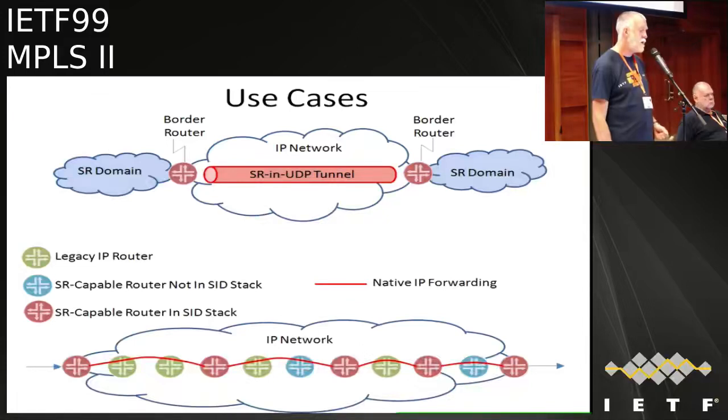The more entertaining case is where you've got an IP network with three types of nodes: legacy IP routers that don't do SR, SR capable routers that you're not actually addressing in the SID stack, and SR capable routers that you are addressing. So you're essentially doing big hops across the network, hopping over the legacy routers by just routing through them, hopping over the SR capable routers you don't care about, and then actually doing SR processing at what are the red nodes in this map.